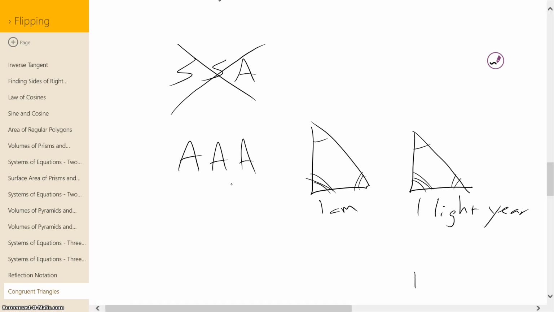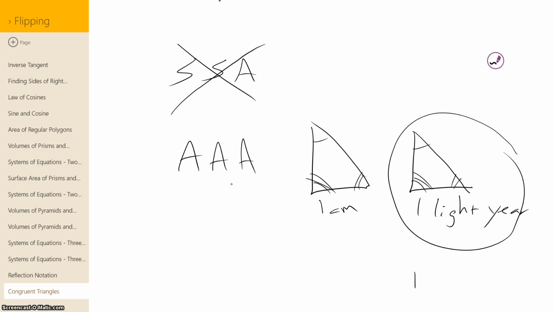So we could have a pretty regular, normal, tiny triangle over here, and this huge, gigantic triangle that could eat the solar system. That's a pretty big difference there. That's what angle, angle, angle can prove, that two triangles are similar. But since we don't know the side, it would not work for congruence.